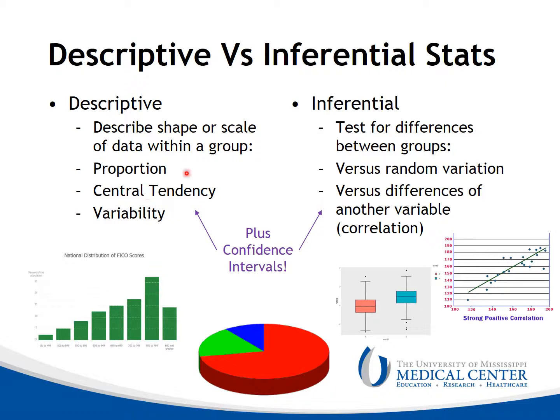So those are the descriptive statistics we encounter most commonly. And then there's inferential statistics, which allow us to test a hypothesis. And they're typically used to test for differences between groups.